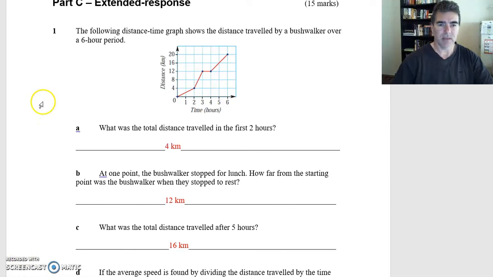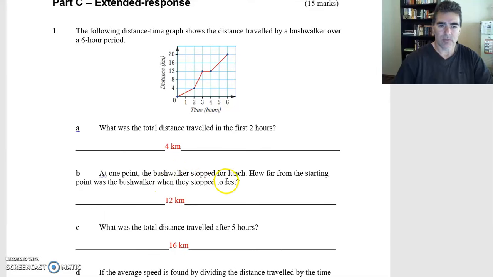So this will be the second part of the solutions to our revision sheet. So here we have what was the total distance travelled in the first 2 hours. So first 2 hours is here. Our distance, go up to our line, come across, our distance is 4 kilometres reading across.